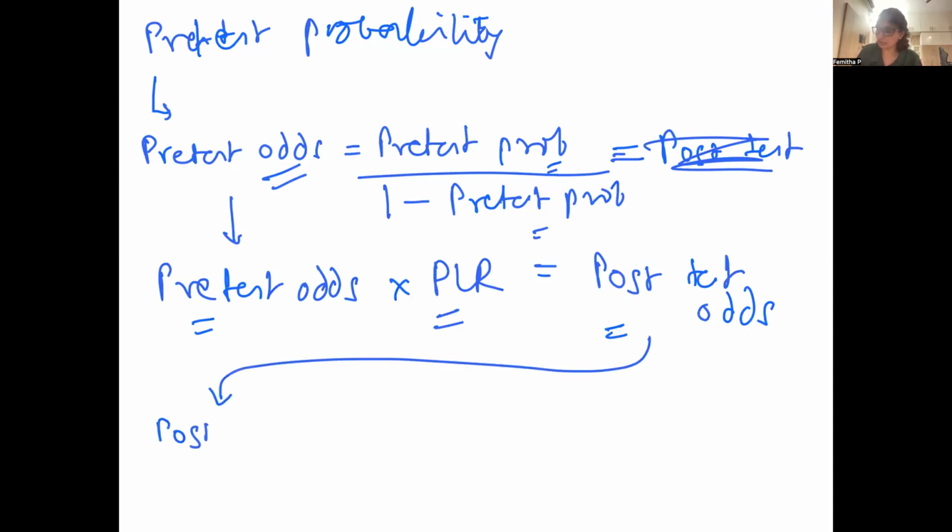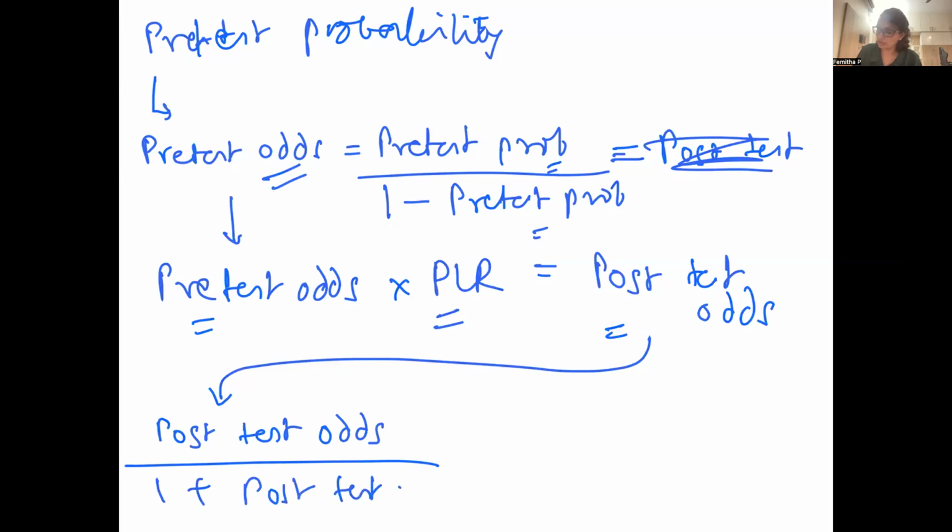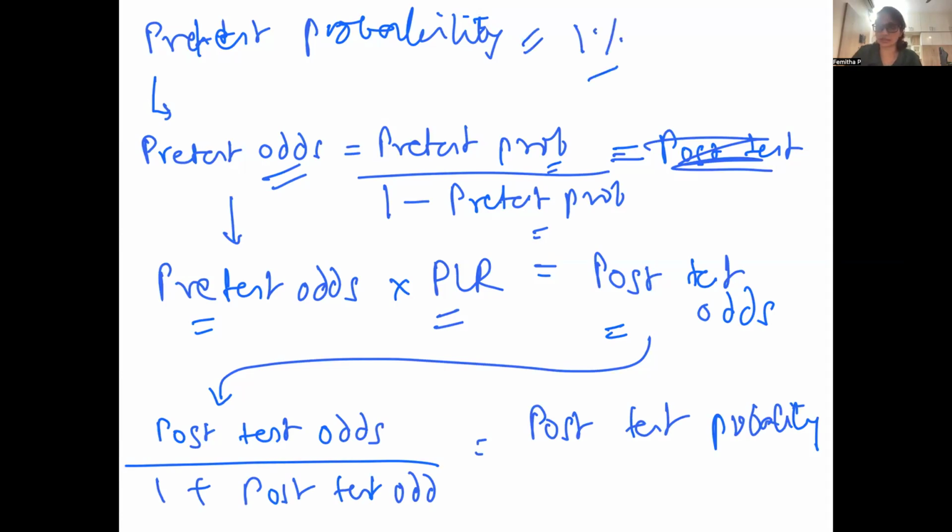So you convert post-test odds into post-test probability. So post-test odds divided by 1 plus post-test odds is equal to post-test probability. Okay. So suppose you started with a pre-test probability of 1%. That means that the chance of sepsis in that baby was 1%. But you did a very fantastic test which has got a PLR of say 40.